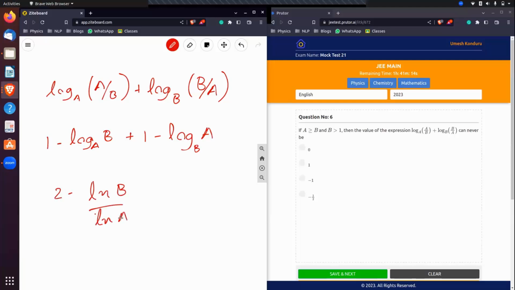And this is just some basic properties of logarithms that you should look up if you're not familiar with.